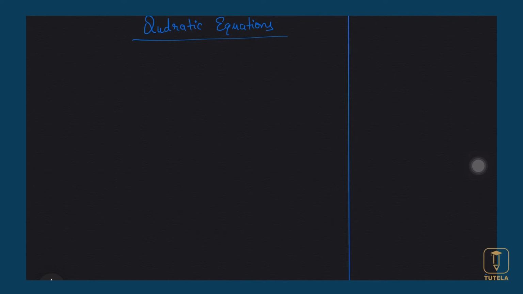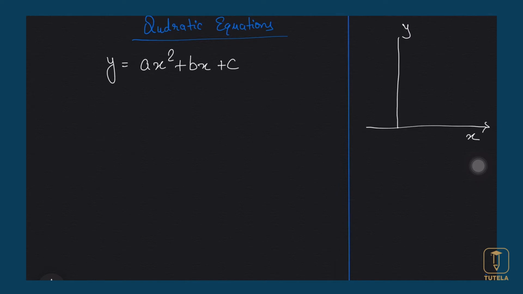The first thing which you must know is that a quadratic equation is represented by an equation of degree 2, that is y equals ax square plus bx plus c, which represents a general quadratic equation where a, b and c are constants. The graph given by this equation will be a parabola. If I draw the x-axis and the y-axis, this parabola might look somewhat like this.